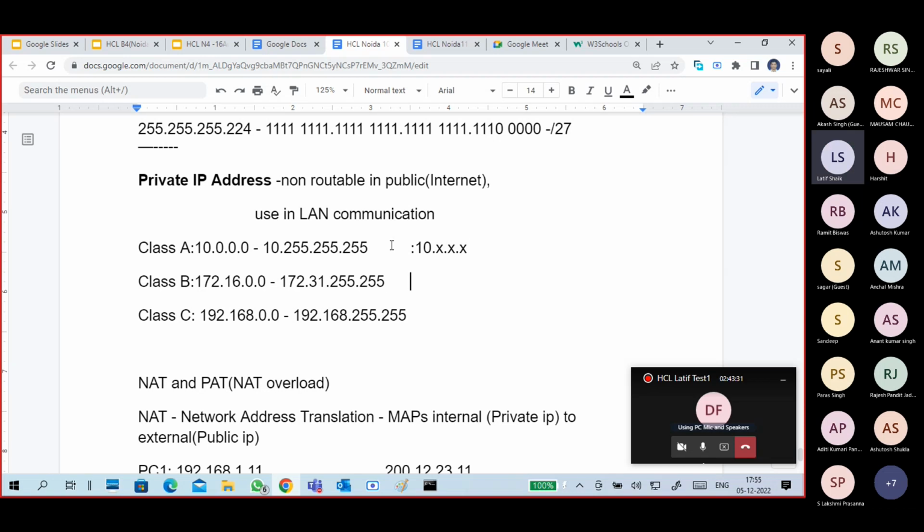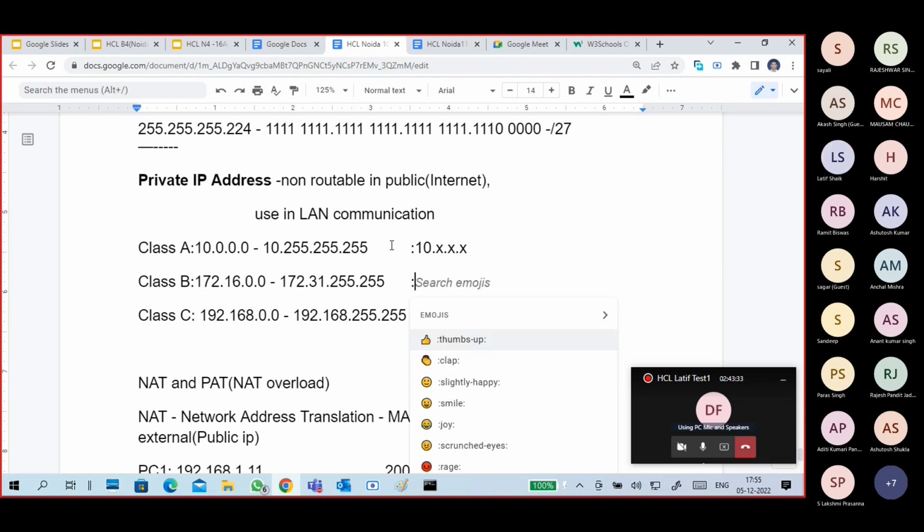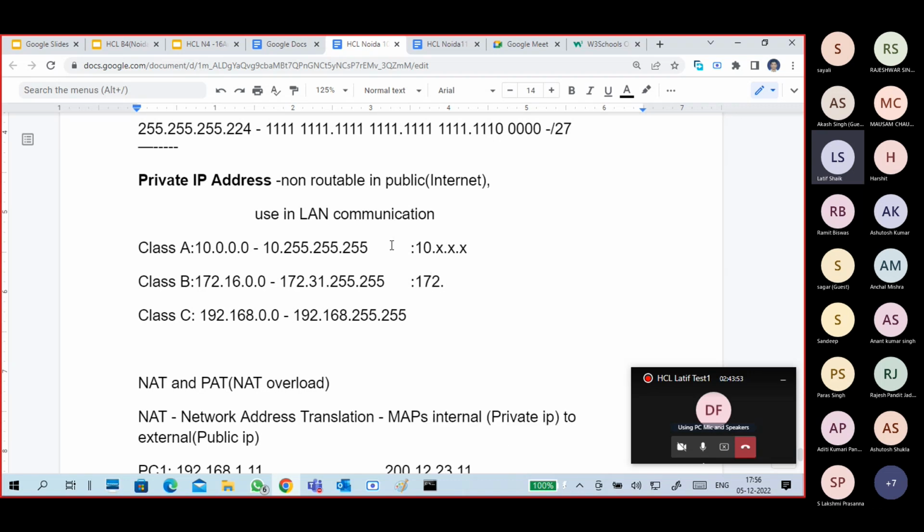For example, I have a big network with more than 65,000 computers, and I want to use a private IP. What is it? Only 10. The next one is 172. Guys, 172.16 to 172.31 is there. So 16 is different, 17 is different; different networks are there here.